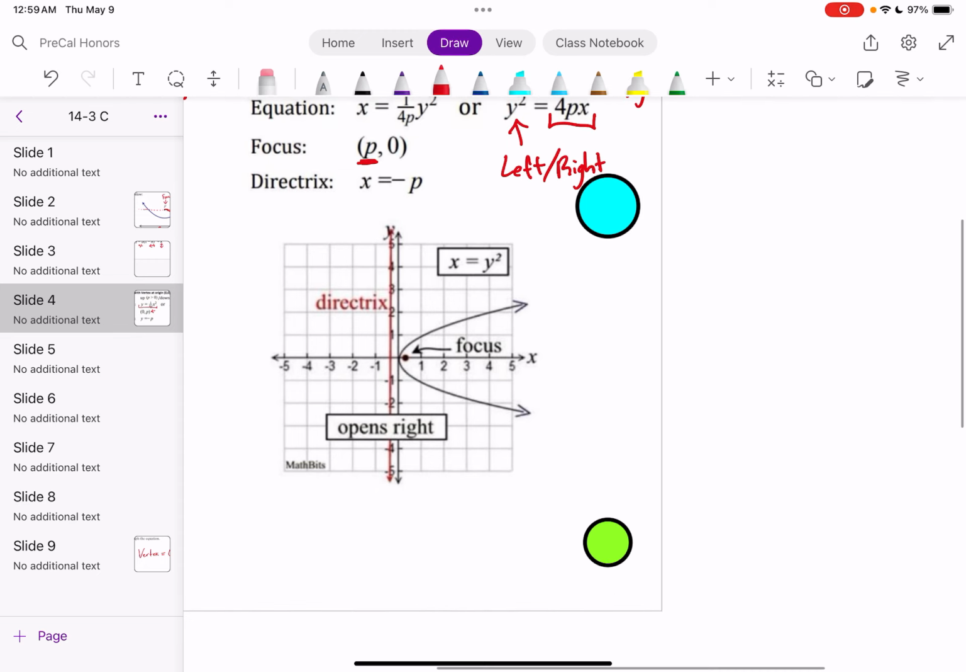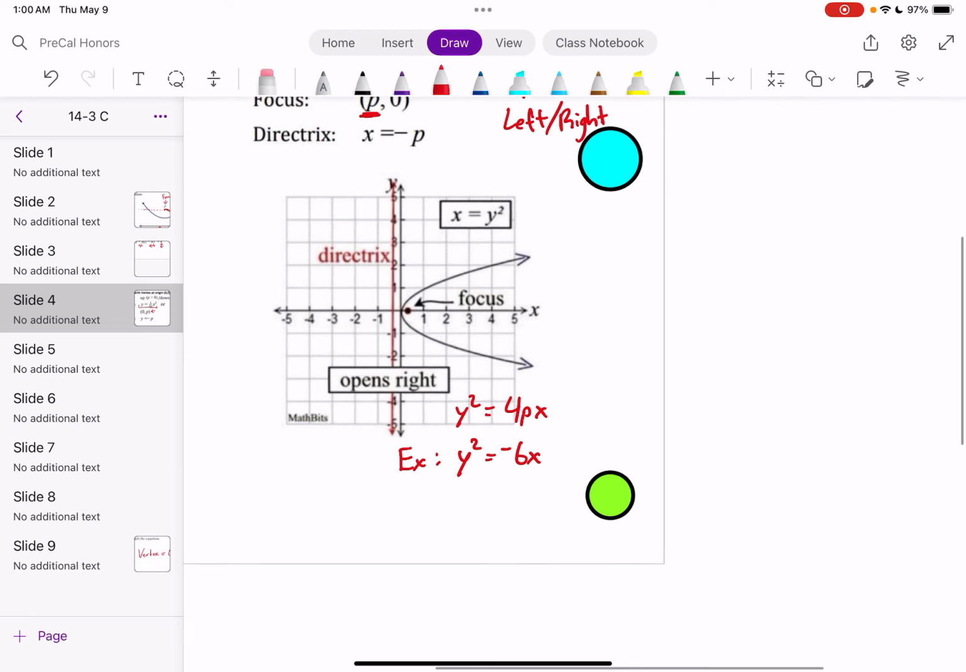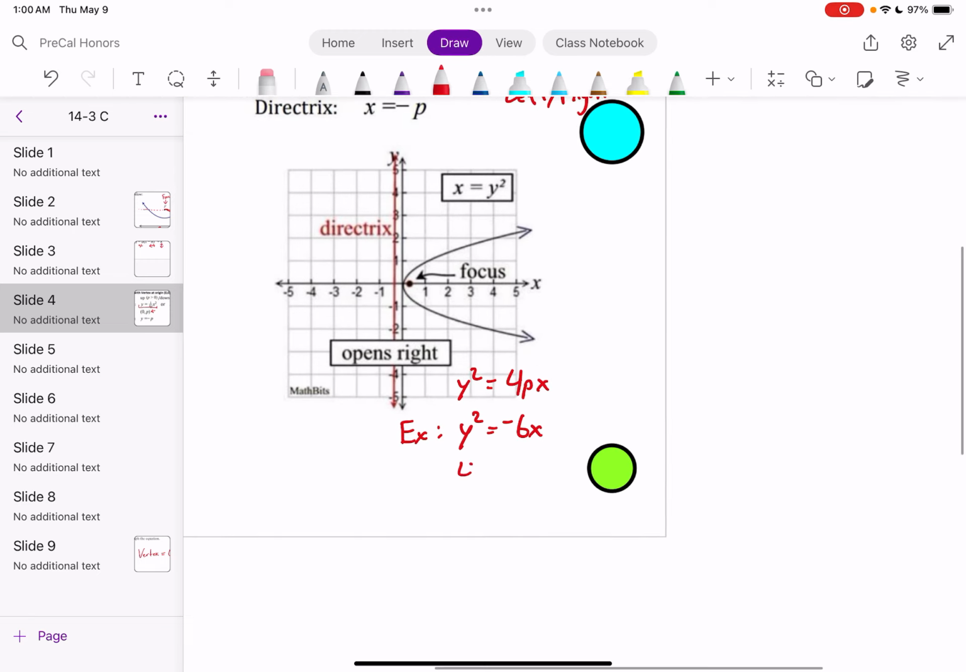So we're going to begin with our first example, which is y squared is equal to negative 6x. Now keep in mind, our standard equation is y squared is equal to 4px. We're going to go ahead and solve for our p. So in this case, 4p is equal to negative 6. P is equal to negative 6 over 4, which is the same as negative 3 over 2.